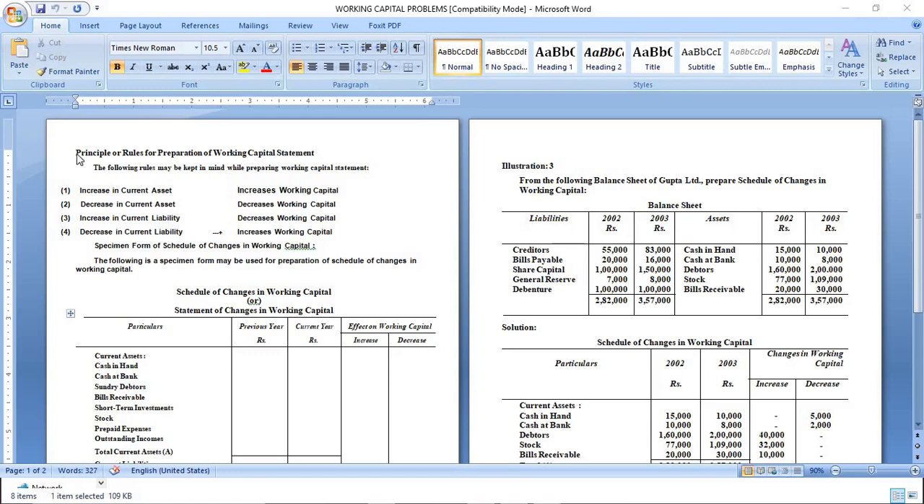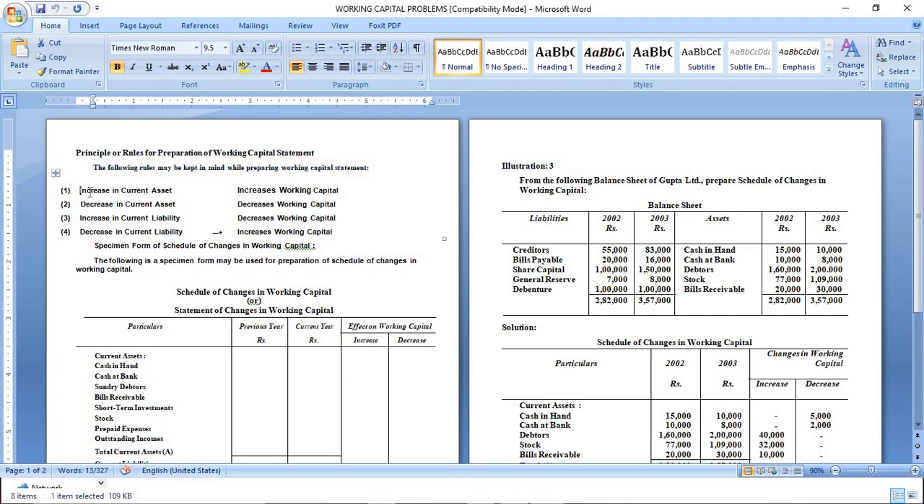Students, today we are going to teach about working capital. As I discussed earlier in my classes, we will solve the questions and the format of working capital. So this is what the principles of the working capital statement show, right? There are certain rules for working capital calculation. The following rules may be kept in mind while preparing a working capital statement.